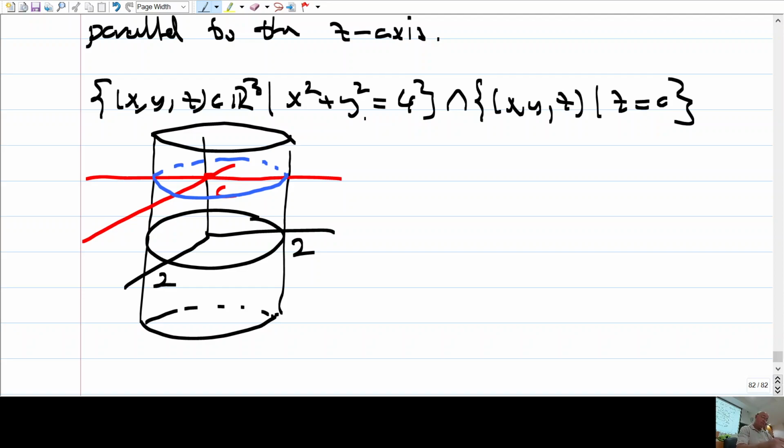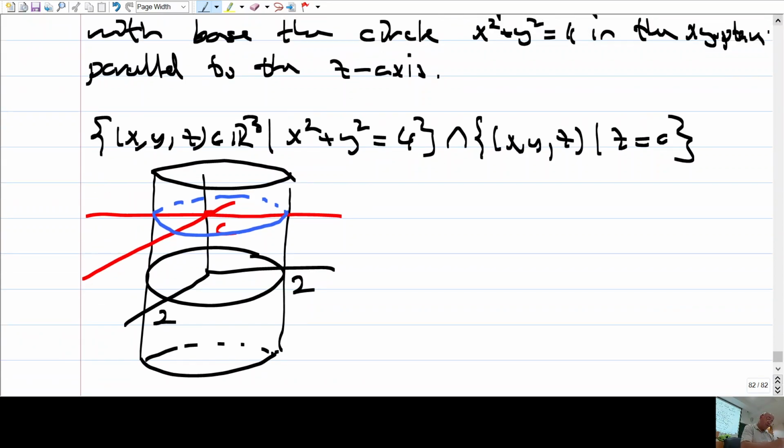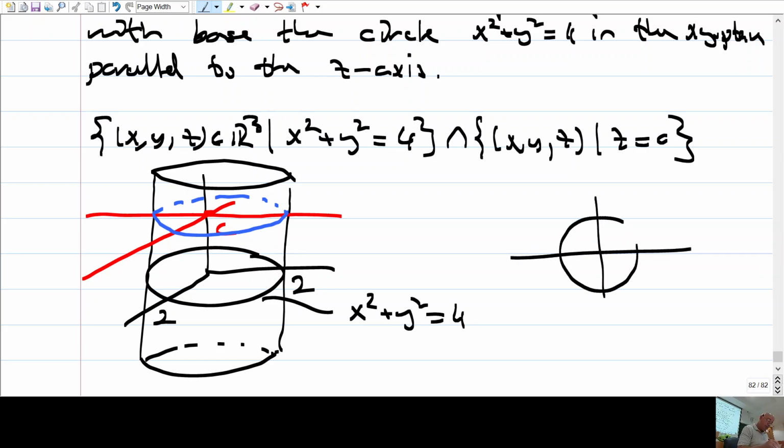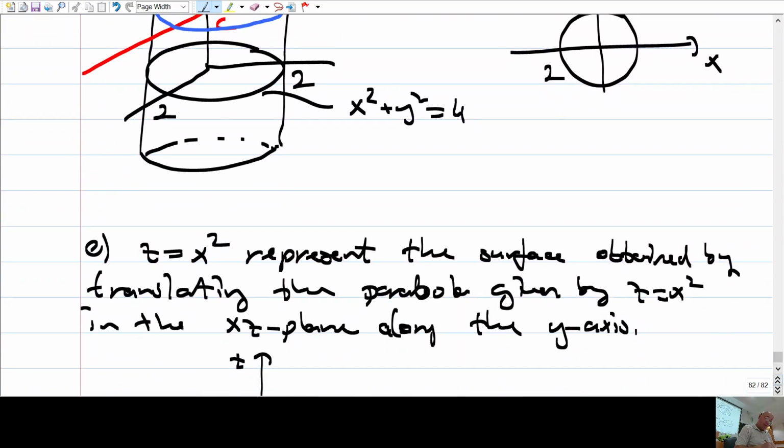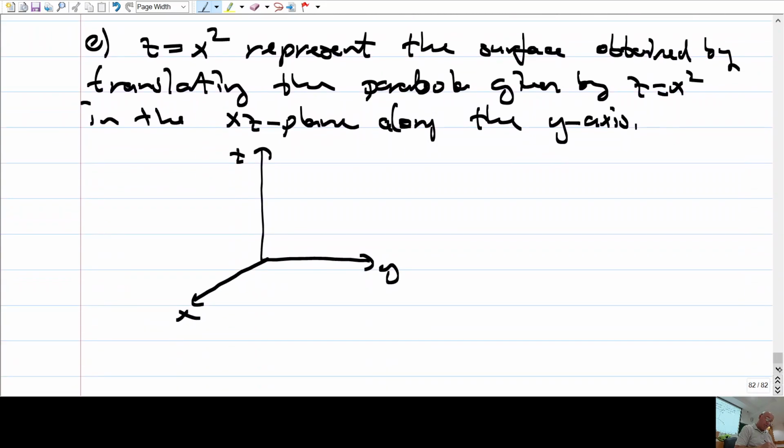Right here, what is this equation? I mean x square plus y square equals 4. You just take this circle in the xy plane, right? This is a circle in the xy plane. And you just translate this along the z-axis, right? Up and down. And you get the surface, which is the cylinder. The same thing works here.